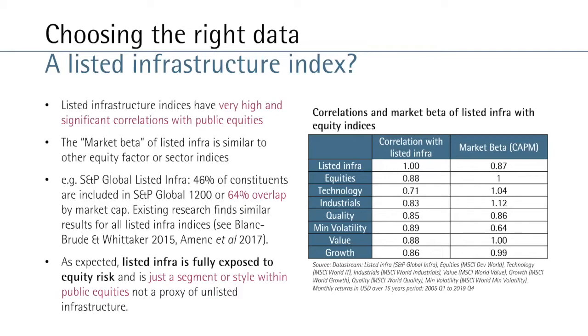And in the table on the right, you can see that the correlation of listed infrastructure with various segments or themes of the listed infrastructure universe are equally high. In fact, looking at the market beta in the right-hand side column, listed infrastructure is highly exposed to the public equity market, and sometimes more than other segments, like, for example, the min-vol factor. So if the min-vol factor is not an asset class, why would listed infrastructure be an asset class here? Clearly, this is more like a subset of equities.